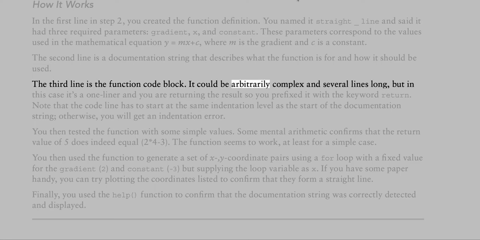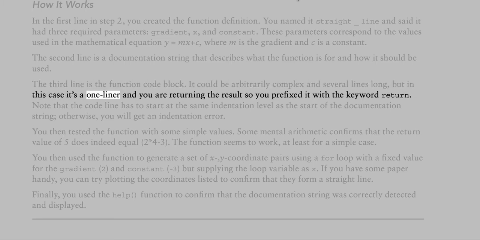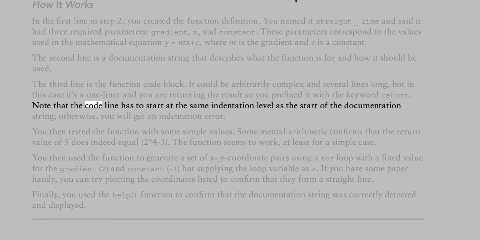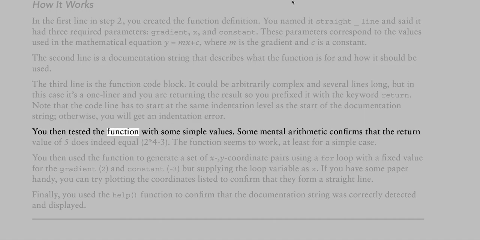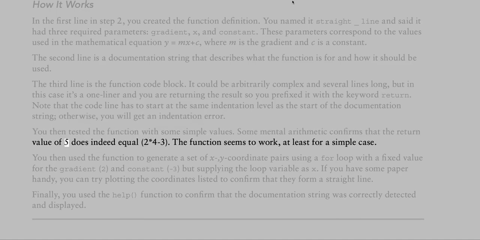It could be arbitrarily complex and several lines long, but in this case it's a one-liner, and you are returning the result, so you prefix it with the keyword return. Note that the code line has to start at the same indentation level as the start of the documentation string, otherwise, you will get an indentation error. You then tested the function with some simple values. Some mental arithmetic confirms that the return value of 5 does indeed equal 2*4-3. The function seems to work, at least for a simple case.